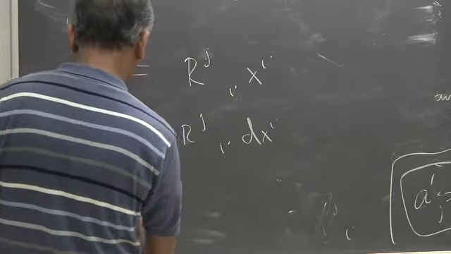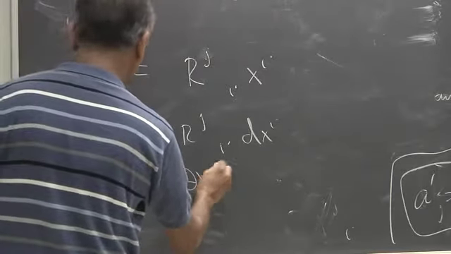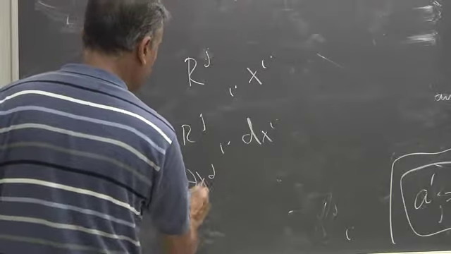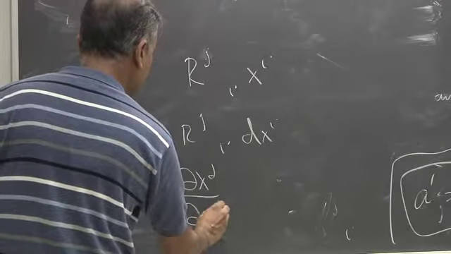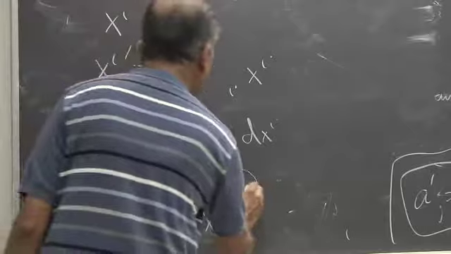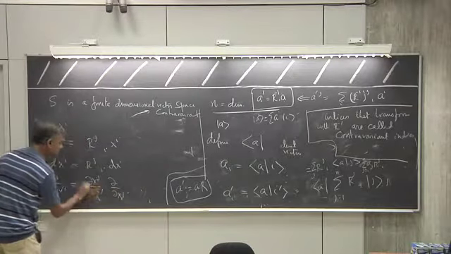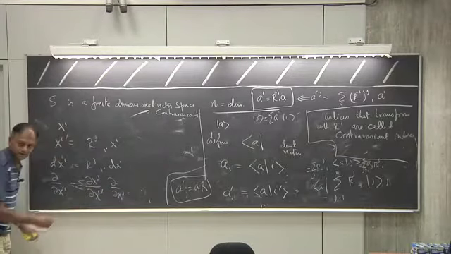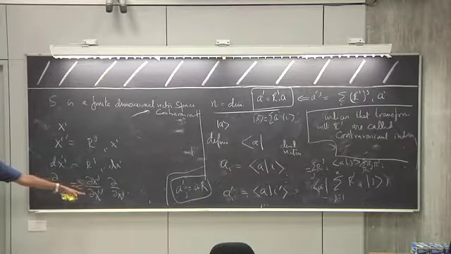You can express it in the usual partial derivatives, d by dx_j. This is the usual chain rule. You are familiar with this partial derivative, right?